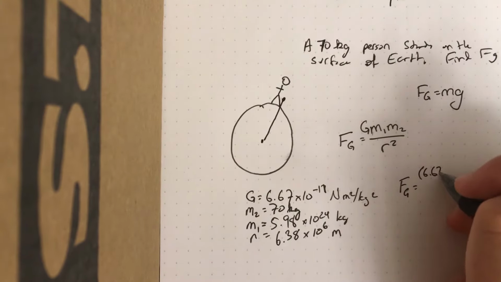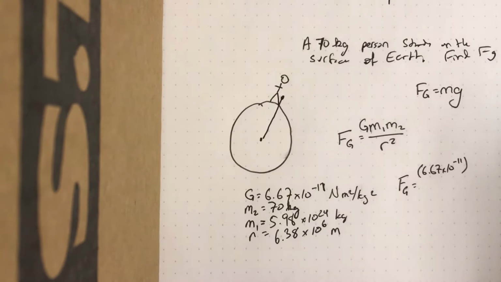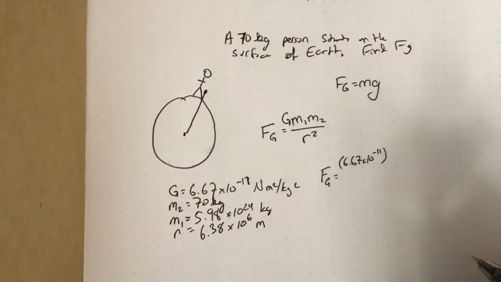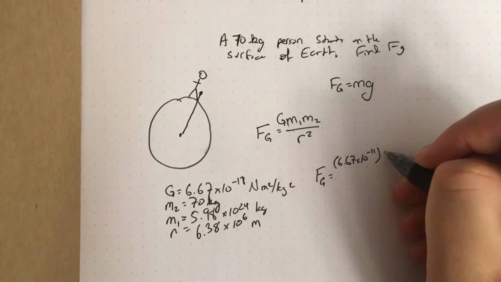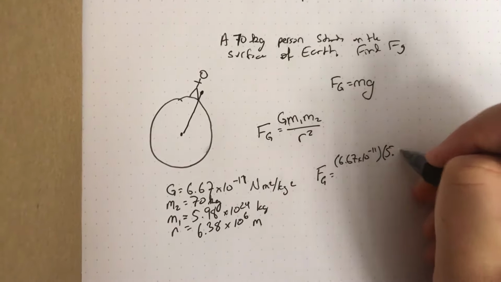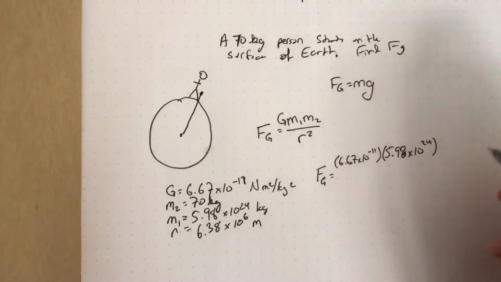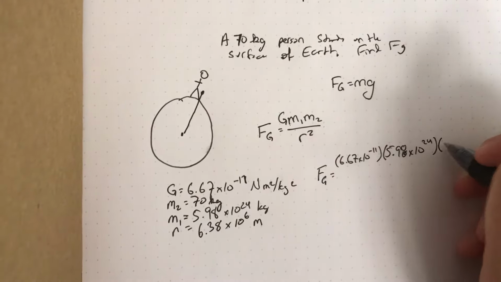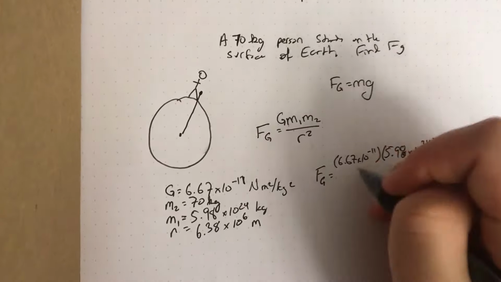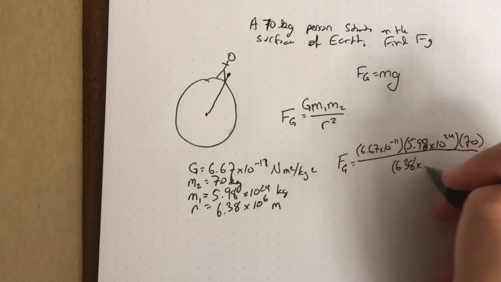Okay, so again, setting this up is fairly straightforward because it's just a matter of plug and chug. So I'm going to plug it in real quick, but where this gets tricky is just making sure that we know how to use our calculator. So 6.67 times 10 to the negative 11th times 5.98 times 10 to the 24th times 70 divided by 6.38 times 10 to the 6 squared.